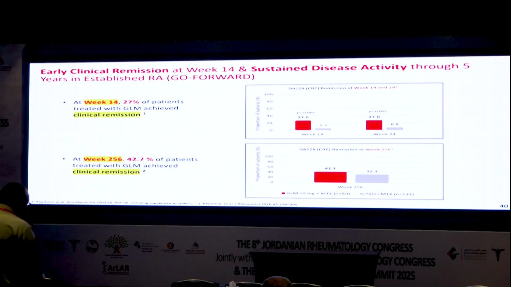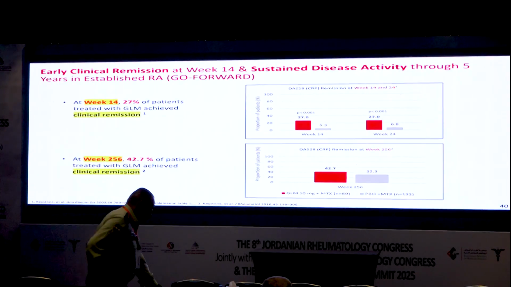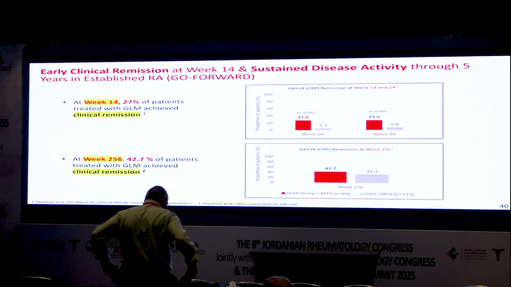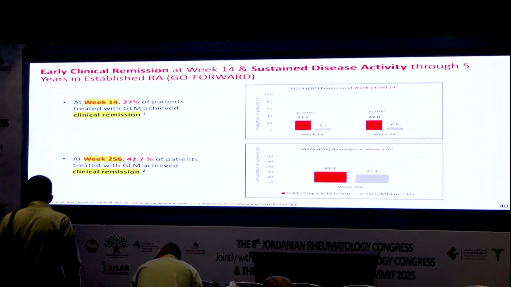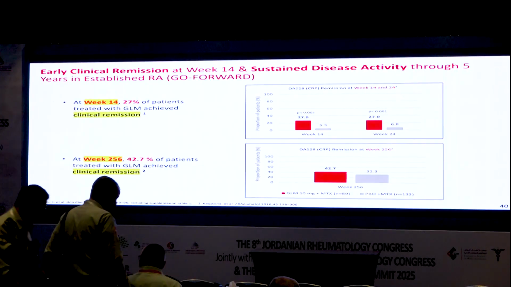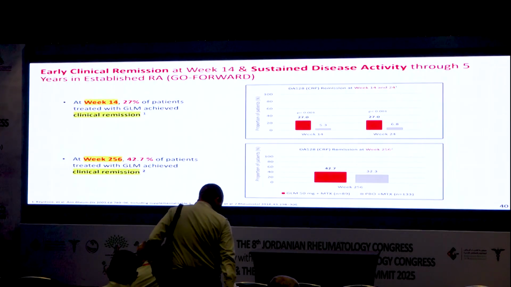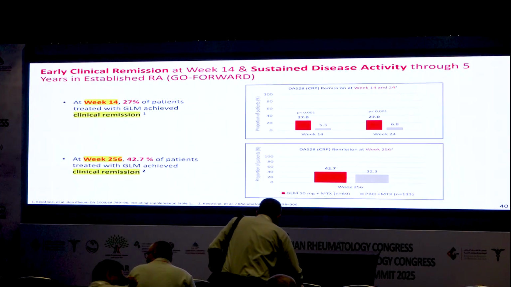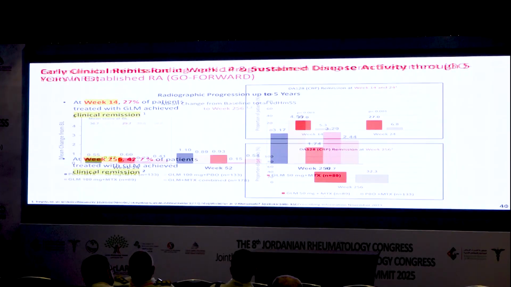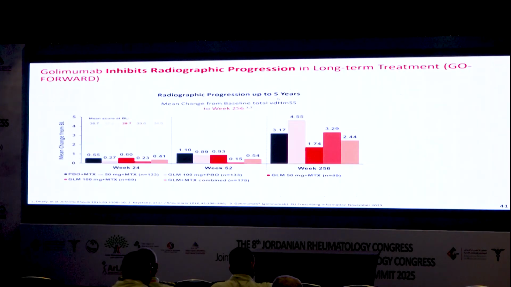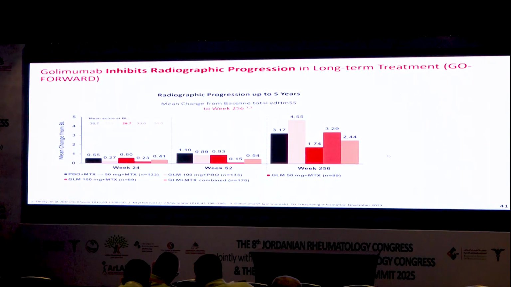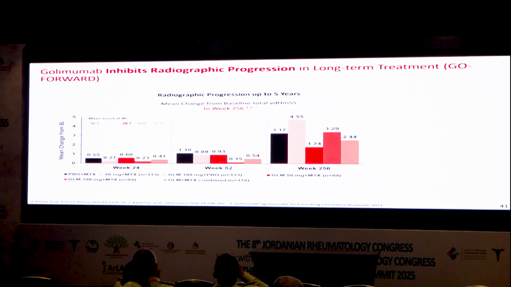By week 14, 27% of the patients reached clinical remission. And by week 256, about 43% achieved clinical remission. Golimumab also inhibits radiographic progression in the long-term treatment. From week 24 to week 156, there is a significant inhibition, or at least a decrease, of the radiographic progression in such patients with established rheumatoid arthritis.